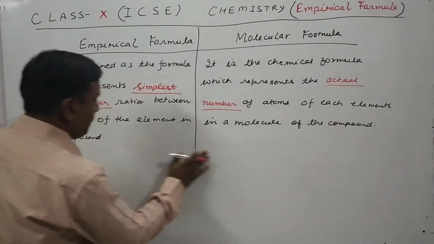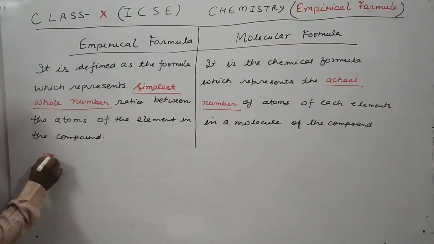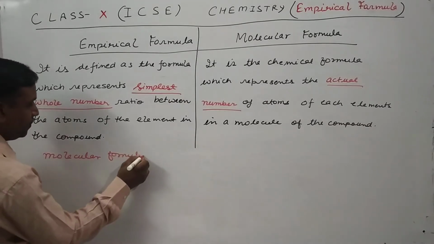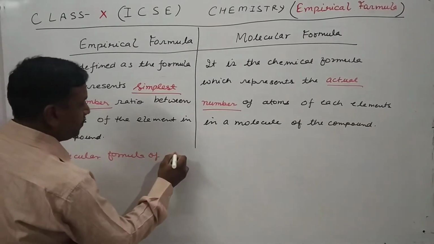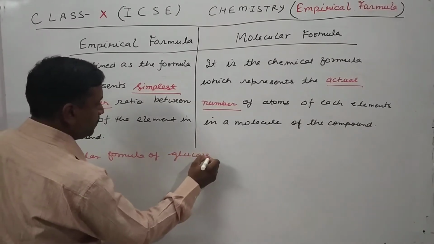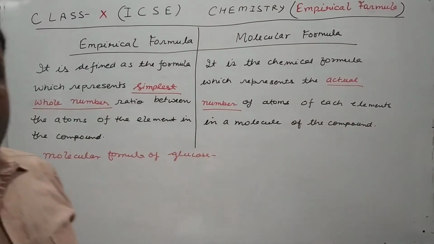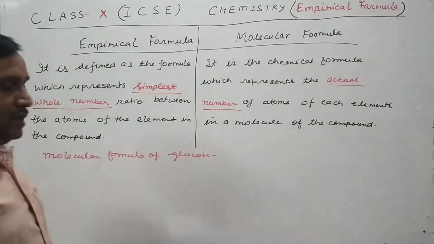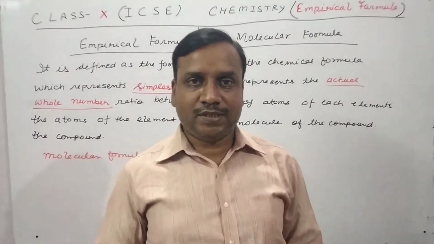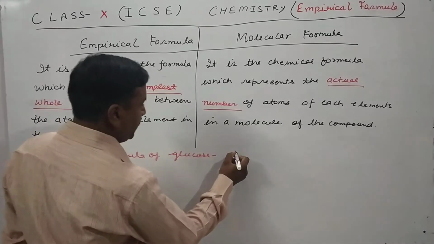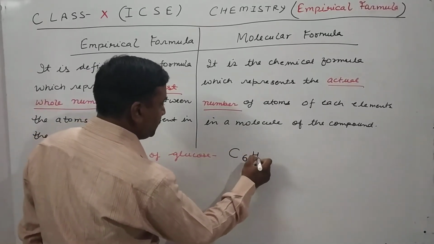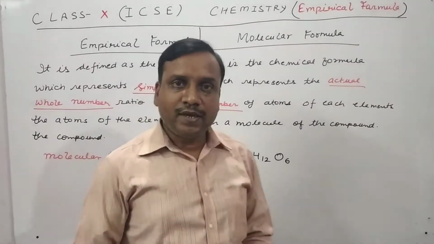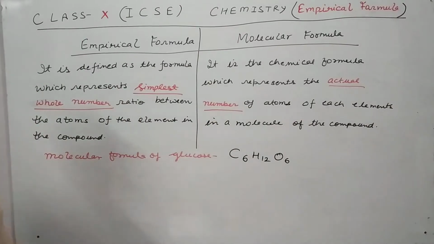I am taking an example: the molecular formula of glucose. Do you know the molecular formula of glucose? Think about it. This is a compound which is formed in the process of photosynthesis. Its formula is C6H12O6. C6H12O6 is the molecular formula of glucose.